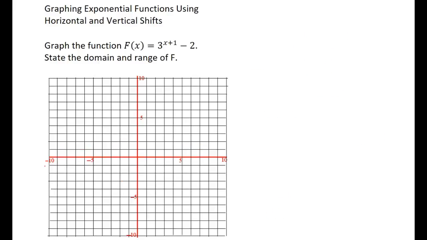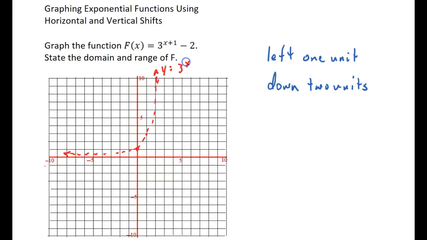Now, all of our familiar transformations apply to graphs of exponential functions. So notice that I'm adding 1 to x, which means we're going to go left 1 unit, and we're subtracting 2 from the entire function, so we're going to go down 2 units. Okay, so let's graph a quick 3 to the x. So 0, 1, 1, 3, 2, 9. So that's just y equals 3 to the x.